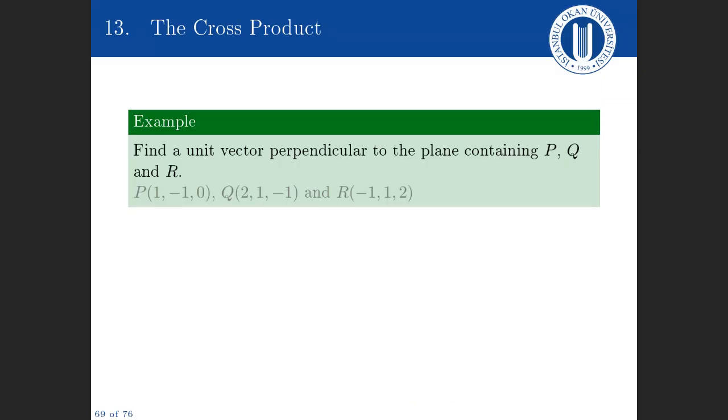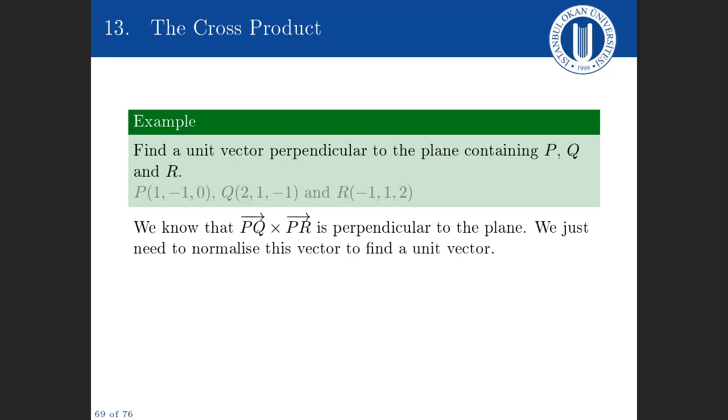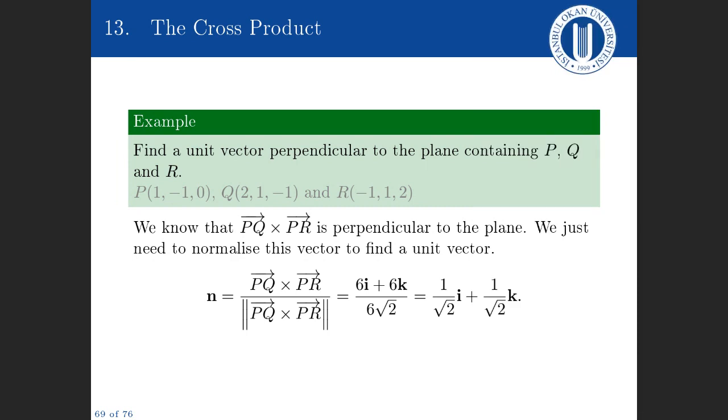Find a unit vector which is perpendicular to the plane containing P, Q, and R. Again, same points P, Q, and R as in the previous two examples. We've already found a vector which is perpendicular to this plane. We just need to find a unit vector which points in the same direction. So we just need to normalize this vector. Remember how we did this earlier? We just take our vector and then we divide by its norm. So it's going to be 6i plus 6k divided by the norm of 6i plus 6k.